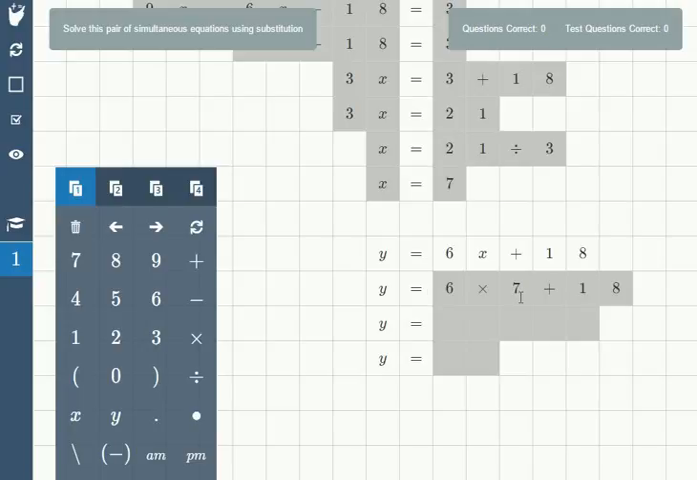And then on the next line we can evaluate 6 times 7, which gives us 42. And the plus 18 stays the same. And then to find our final answer for y, we just need to add 42 and 18, which gives us a final answer of 60.